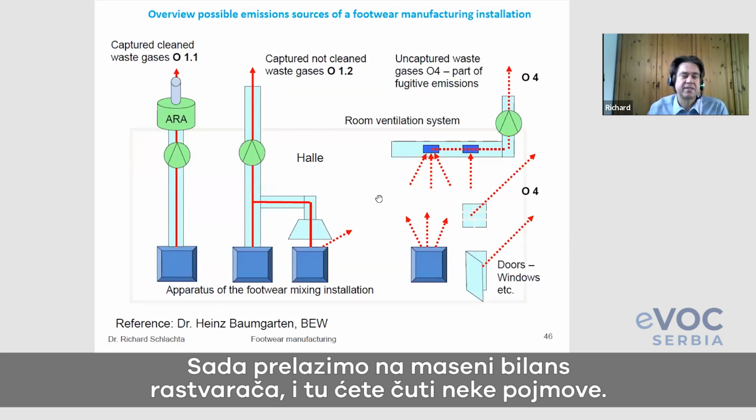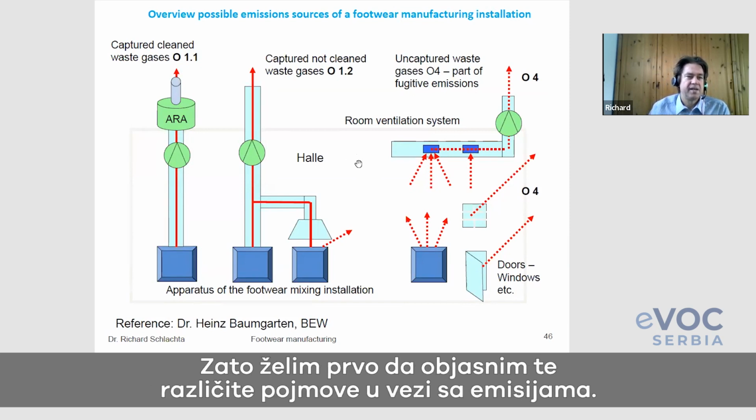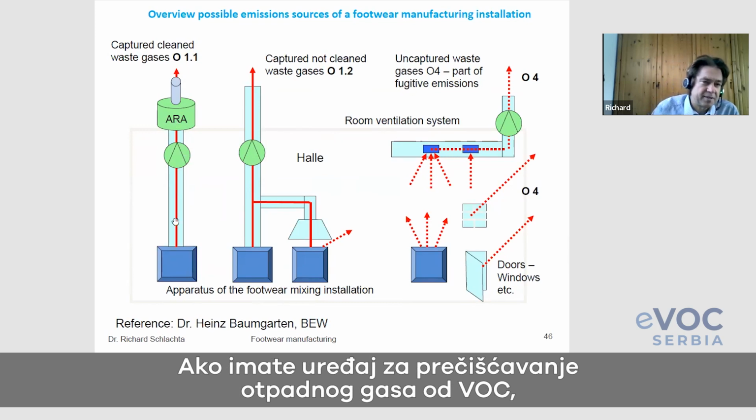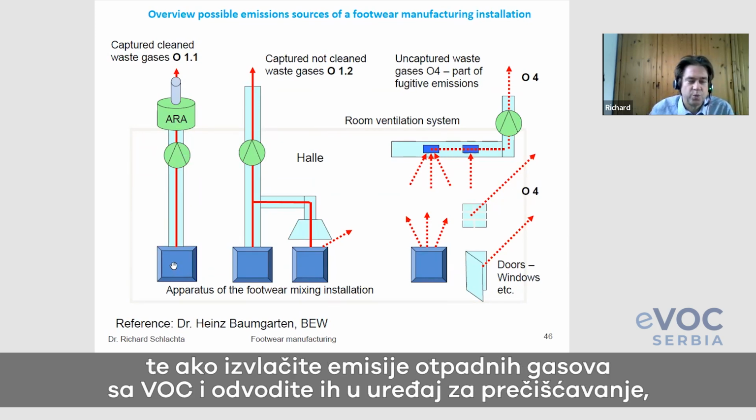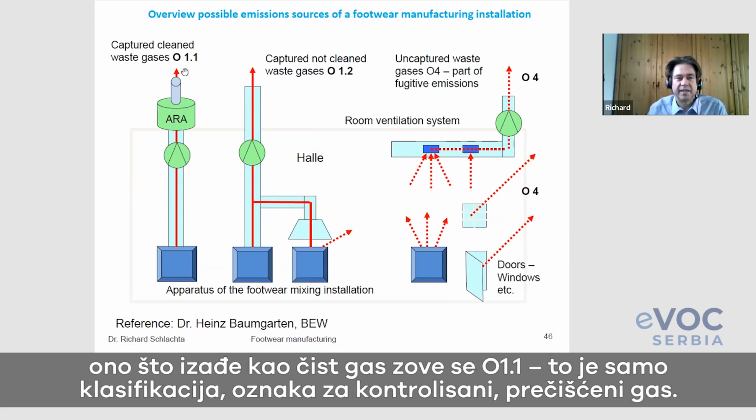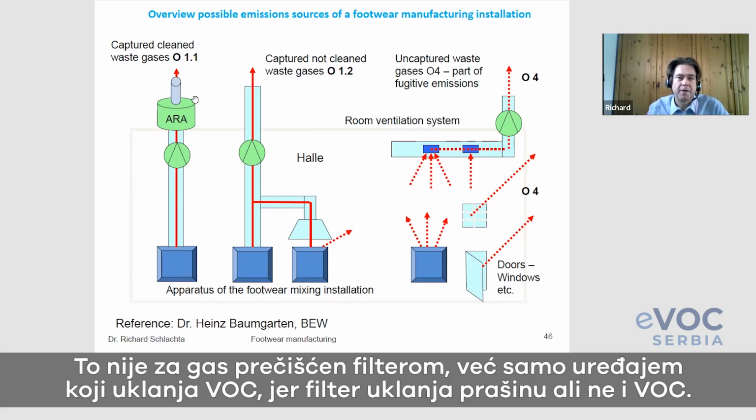To show you just the situation, because we now start with the solvent mass balance, and you will hear some terms. So let me explain the different terms for the emissions. If you have a waste gas abatement and you extract your VOC waste gases and put them to a waste gas abatement, what gets out as a clean gas we call O1.1. It is just a classification. It means captured clean gas by our VOC waste gas abatement, not by a filter. A filter is for dust, but not for VOC.